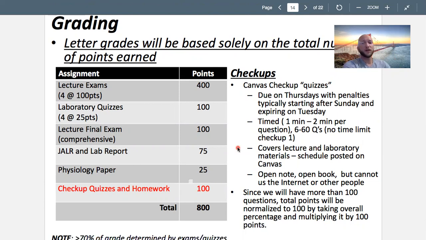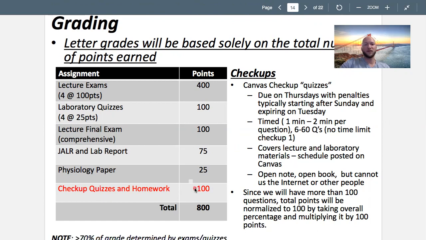Now, there's not going to be 100 questions. There's going to be more like 300 or 400 or even 500, probably more like 300 to 400 questions throughout the semester on these weekly checkups. So, if there's 300 questions and you get 200 of them correct, that's 66% of the total questions, 66 points. If there end up being 300 total questions, and you get 150, that's 50%. You get 50 points.